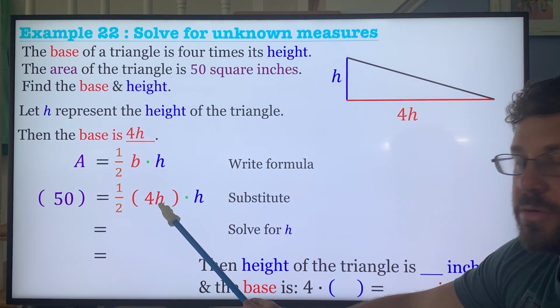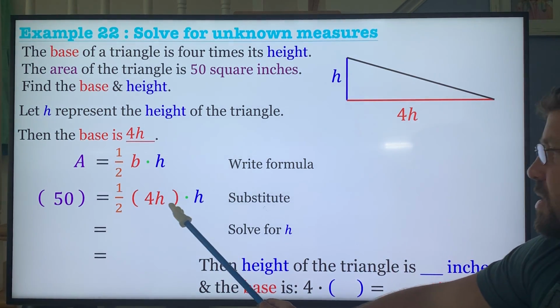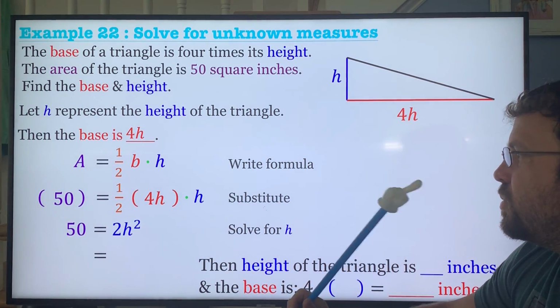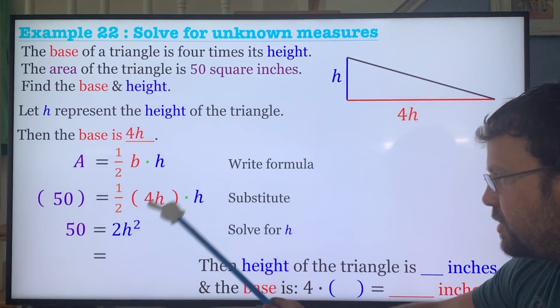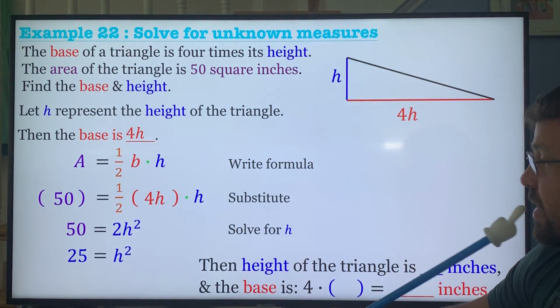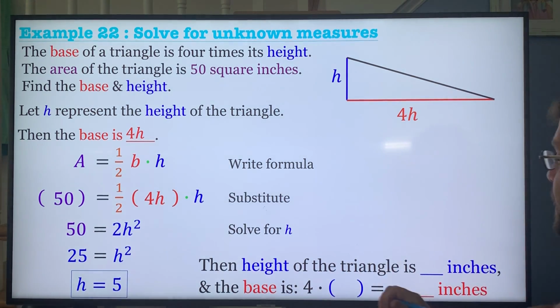Half of 4h is 2h. 2h times h, when you multiply variables that are the same, you add their exponents. 1 plus 1 is 2. So it's 1/2 of 4, which is 2, and then h times h is h squared. Divide both sides by 2. 25 is h squared. What do you do? You square root h, and you get 5. So the height of the triangle is 5 inches. What's the base? 4 times 5, which is 20 inches.